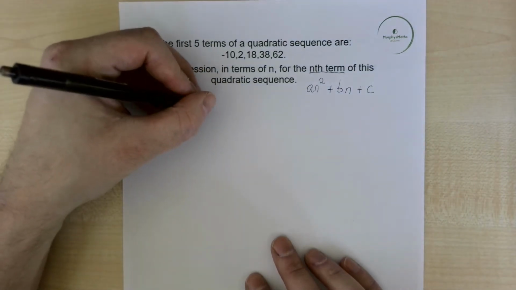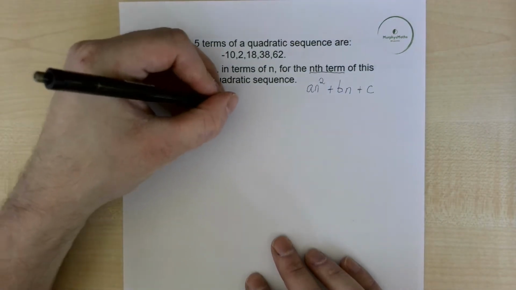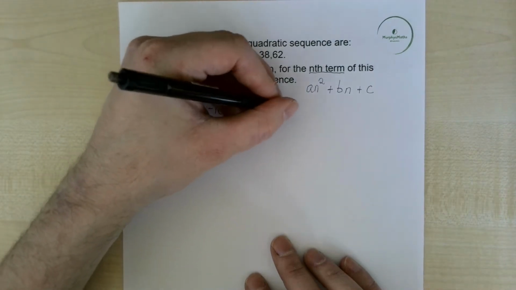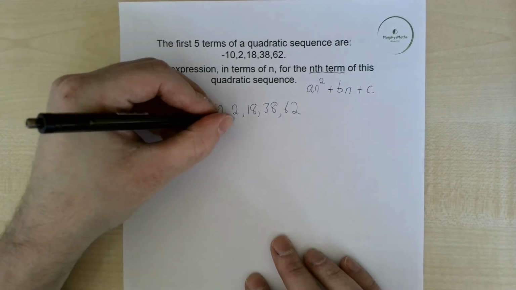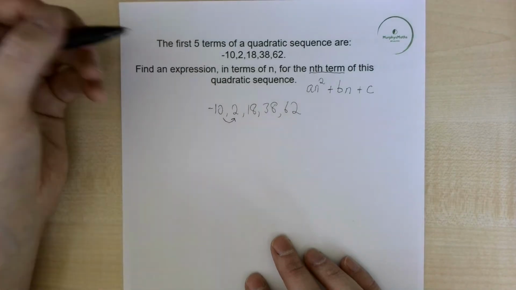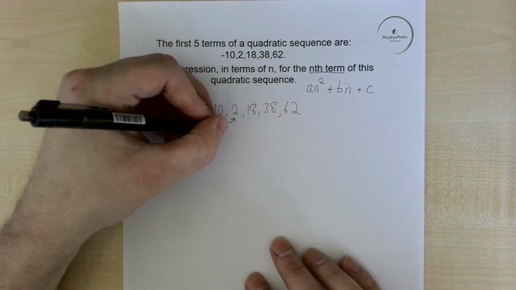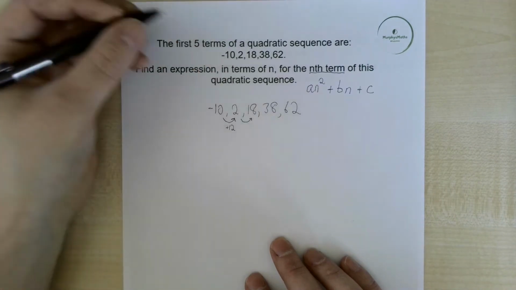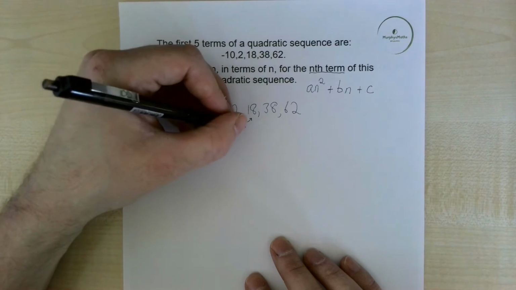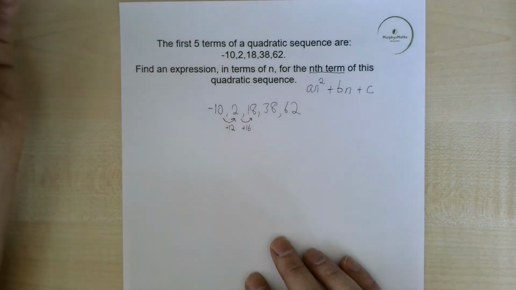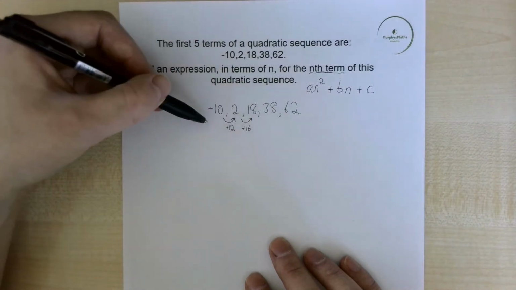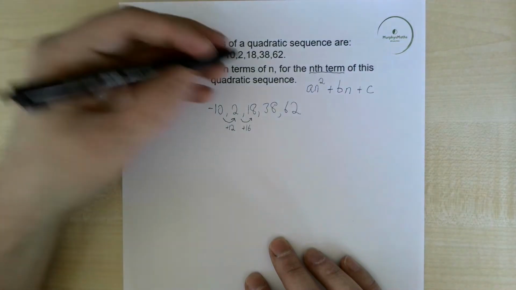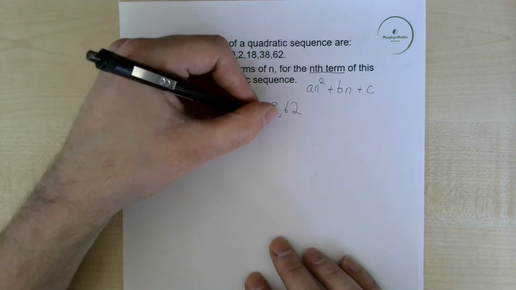With any sequence, the first thing you note is what is it changing by each time. So in my sequence here, we're going from minus 10 to plus 2. So we've added 12 there. On this one, we're going from 2 to 18. So actually we've added 16 here. What you might note straight away is these aren't the same. Going back to arithmetic sequences, the first difference was always the same. But let's keep going with this and see what's happening.